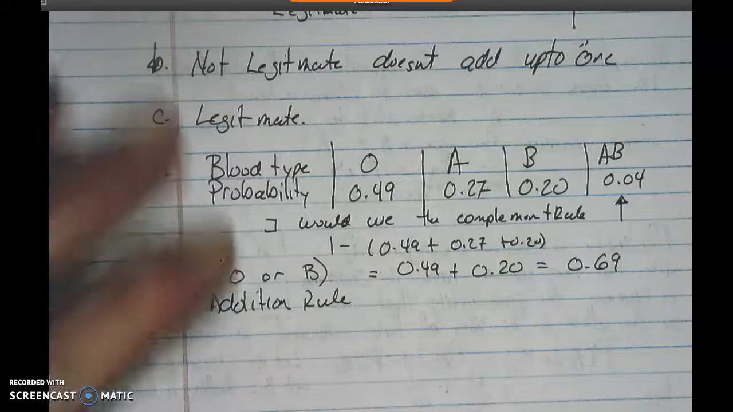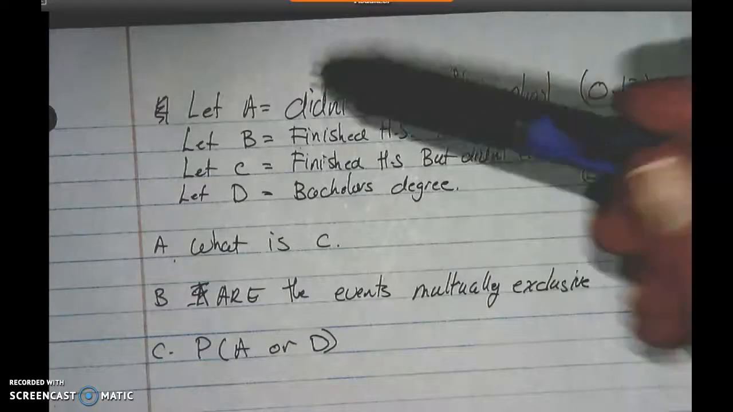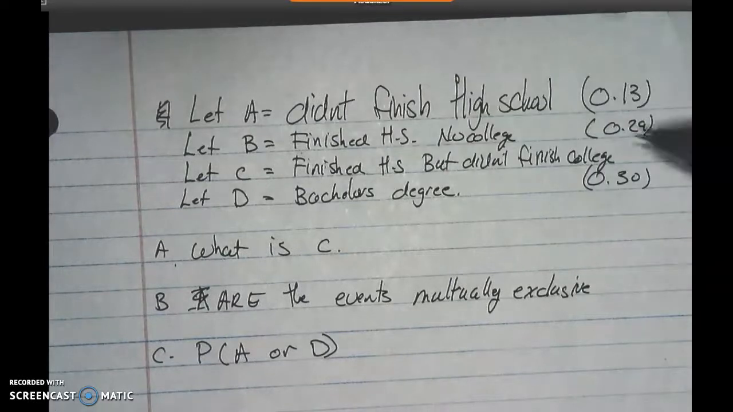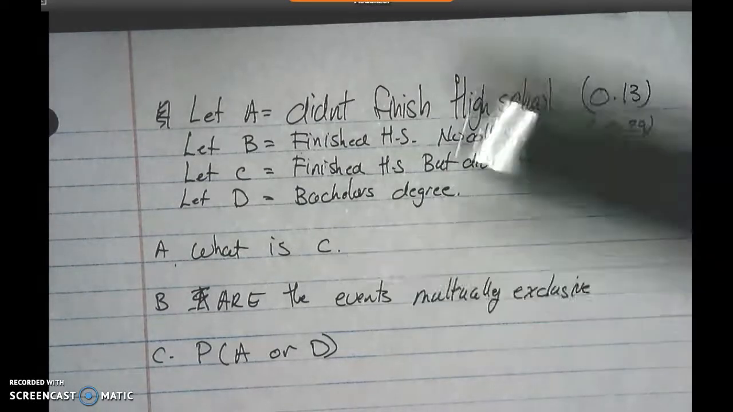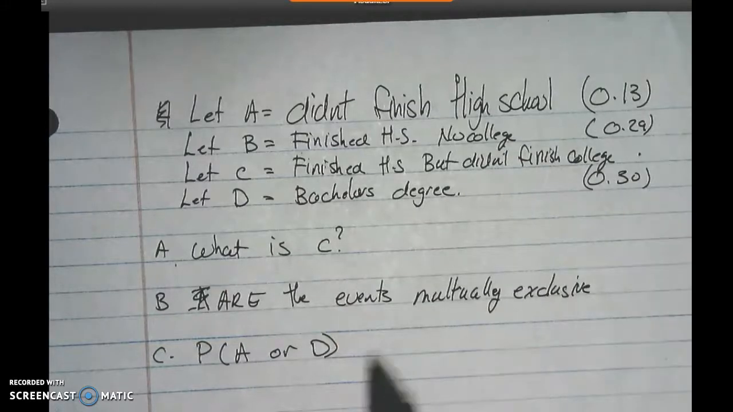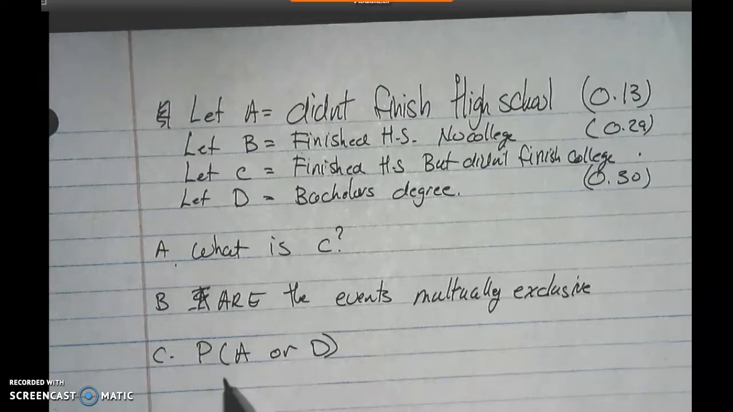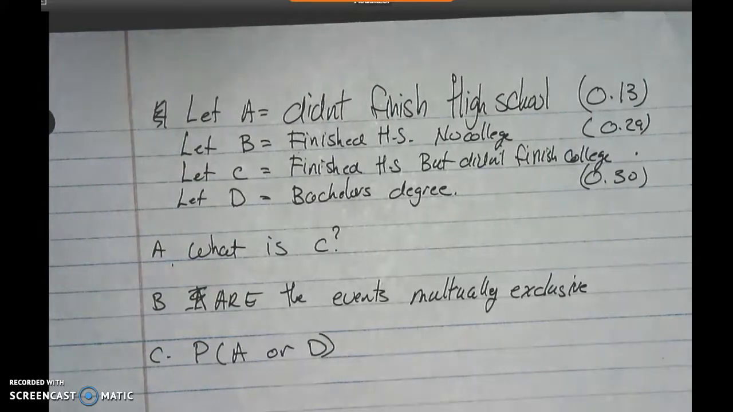Okay. All right, so last question I'm going to give you guys to kind of practice. I'm going to pause it. Okay, so here's my data set. I'll let you read it because we're running short of time. So basically the questions are, what is the probability for event C, because I didn't give you that. Are the events mutually exclusive? And then find the probability of A or D, okay?